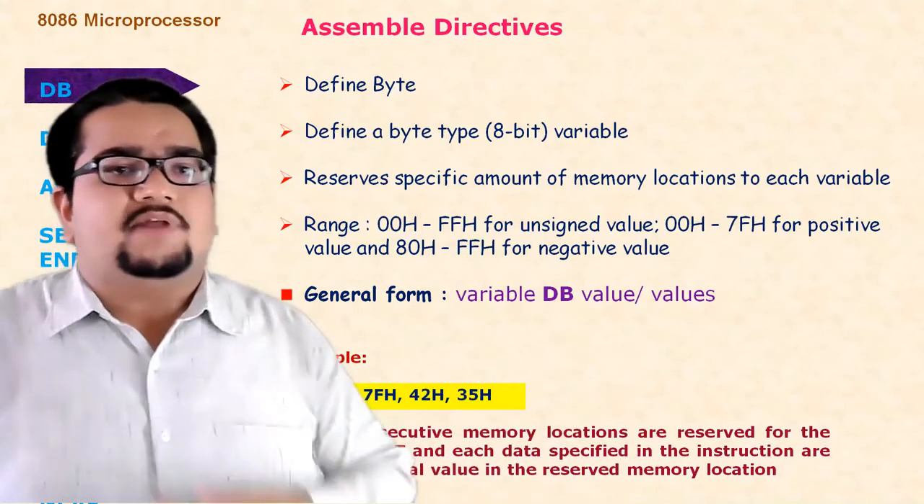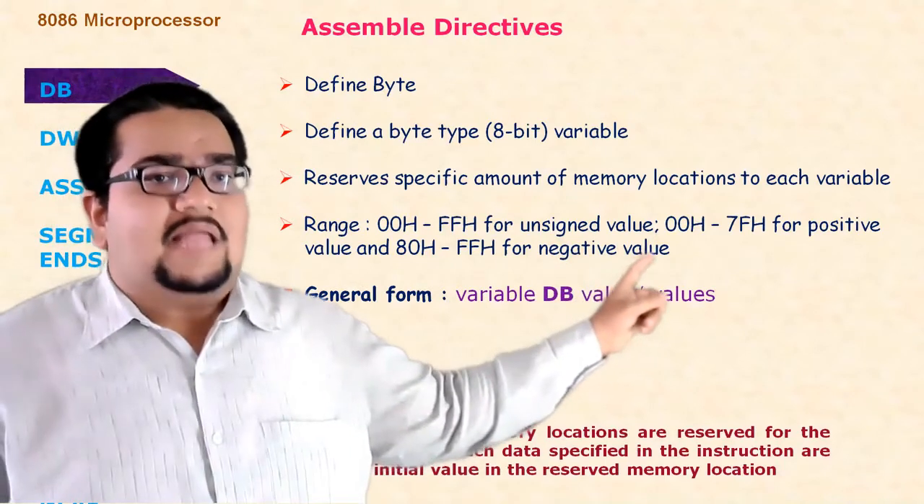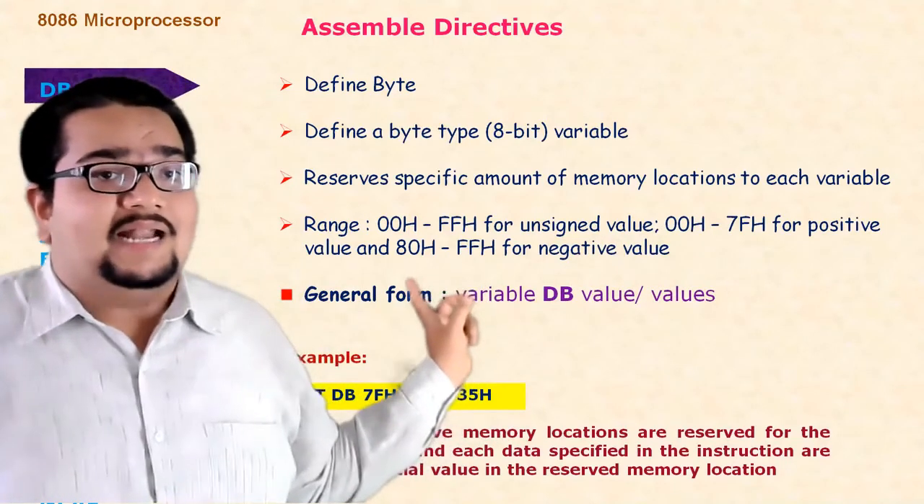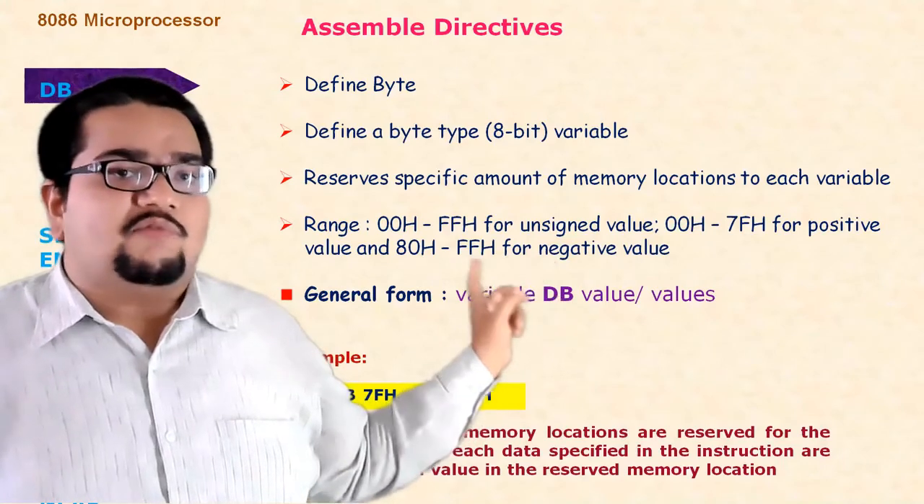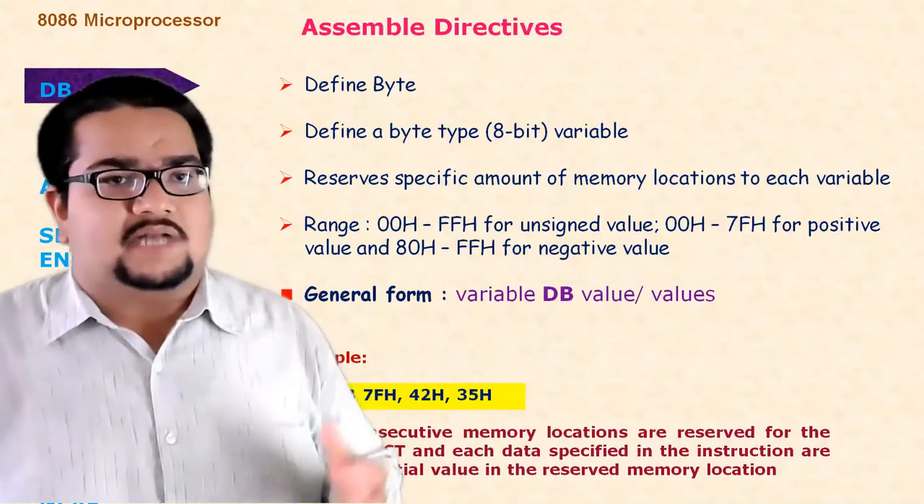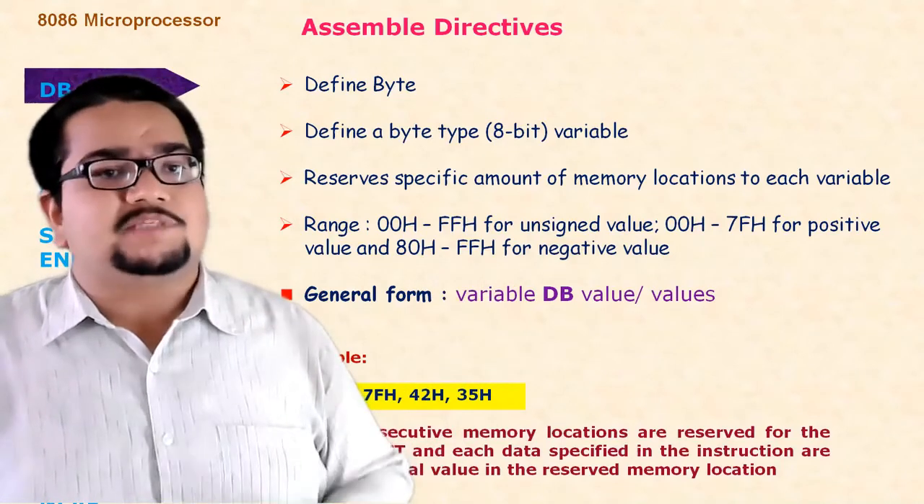Obviously, when we are working with signed numbers, 00h to 7Fh will be the positive values, and 80h to FFh will be the negative values. Why so? Take those numbers in binary form and you'll understand, because from 80h onwards, the numbers have the MSB bit as 1.